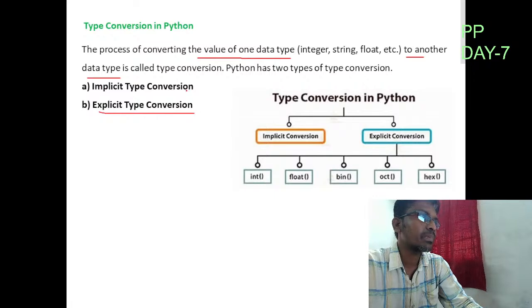So what is implicit type conversion? The automatic conversion is called implicit type conversion. And what is explicit type conversion? That is the manual conversion. The manual conversion from one data type to another data type is called explicit type conversion. So in this example, it is explicit type conversion. You have to convert integer, float, binary, octal number, hexadecimal number, and so on.